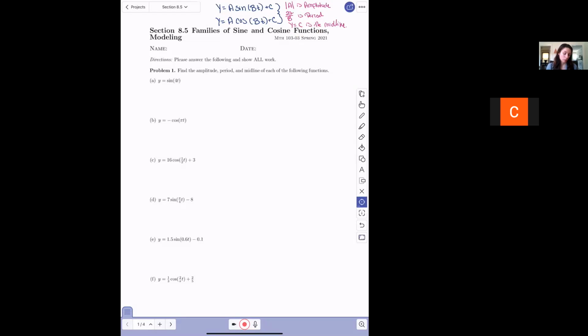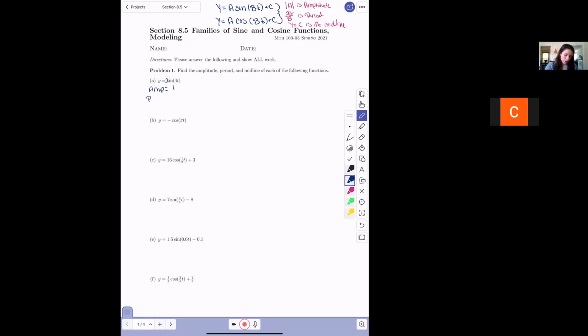Okay, so for this first set of problems, we're going to look at all of these and determine the amplitude, period, and midline. So for part A, our amplitude is here. There's secretly a 1 there as always. So our amplitude is equal to 1.